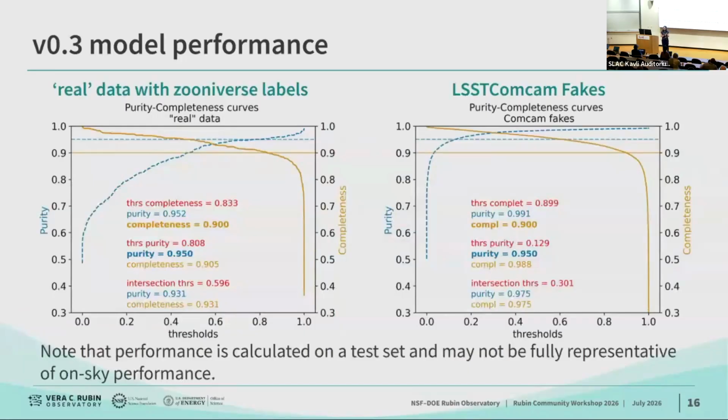Now I'm going to talk a bit about the performance of the current model for the alerts, which is version 0.3. The horizontal axis is the real-bogus threshold. The vertical axis is the purity in blue and completeness in orange-yellow. Given the data set, we reach the performance requirements. But just to remind everybody, we tested the model on the data that we have available, and that may not be fully representative of the on-sky performance.